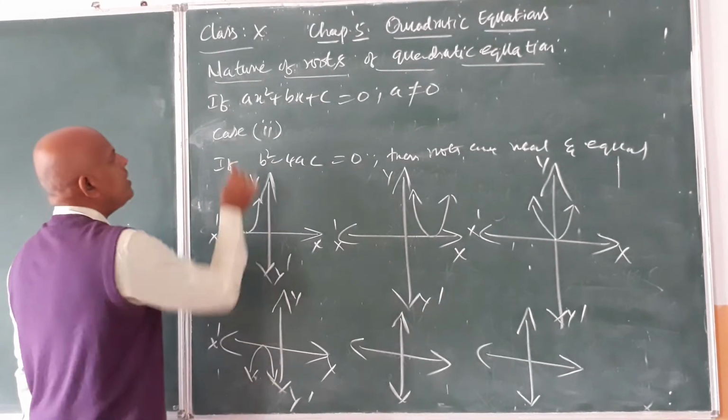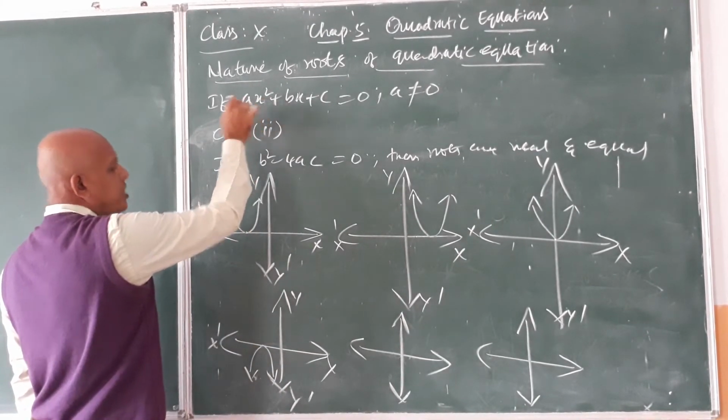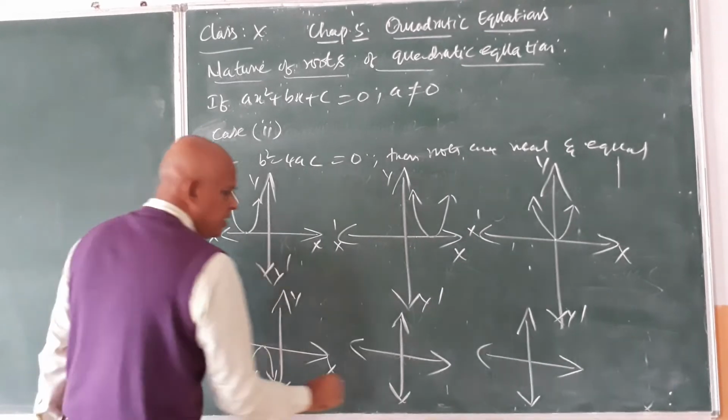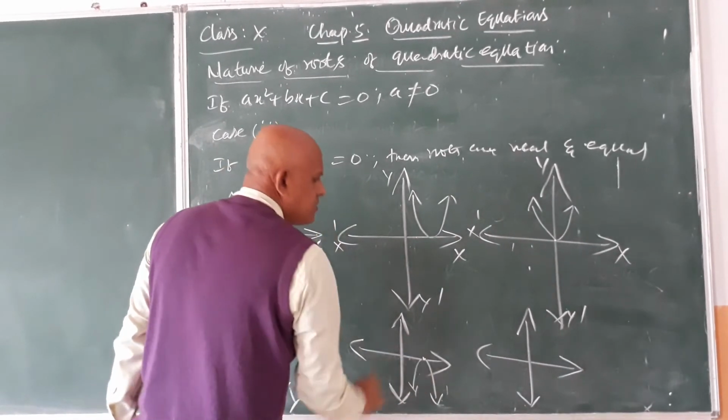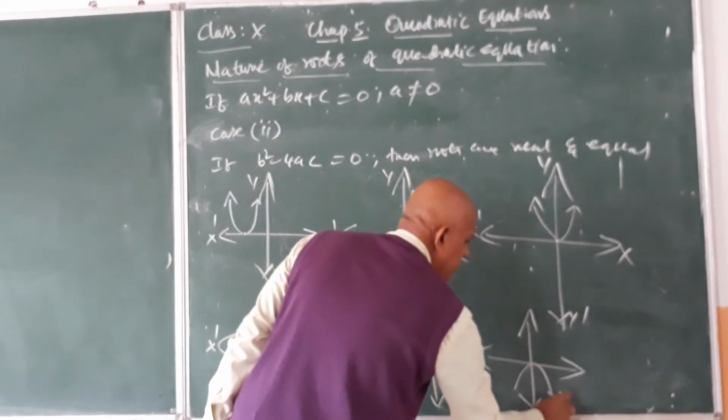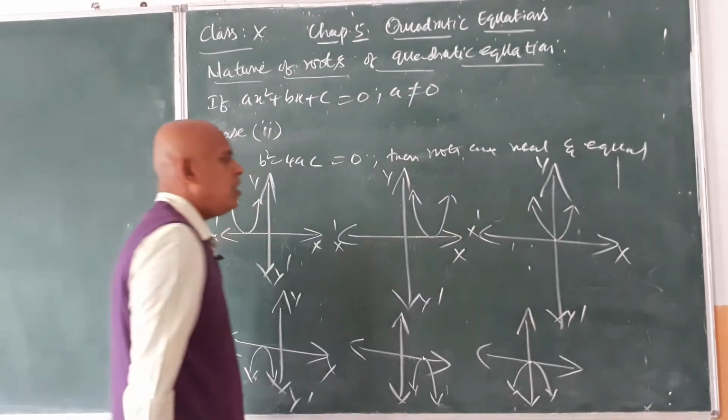inverted. Inverted we get if the x square coefficient a is negative. This is only 1. Here also real and equal. So it is positive. For the inverted parabola, at the origin, only 1.